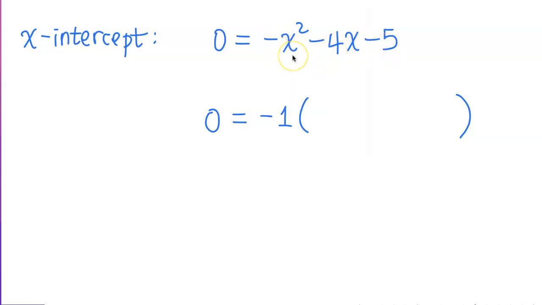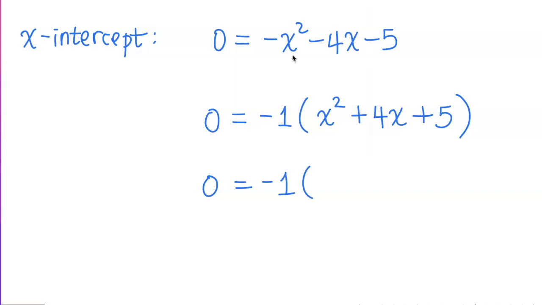So negative x squared will turn into positive x squared. Minus 4 is now positive 4. And negative 5 is now positive 5. Now let's factor this. We're thinking of two numbers that multiply to be 5. Well, they have to be 5 times 1, nothing else, right?